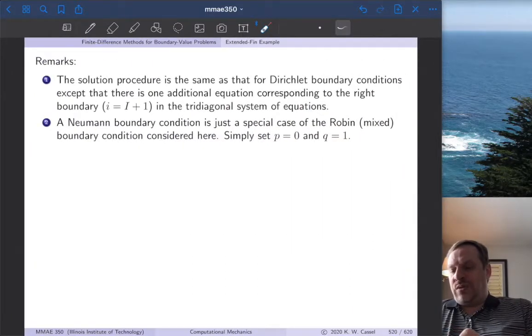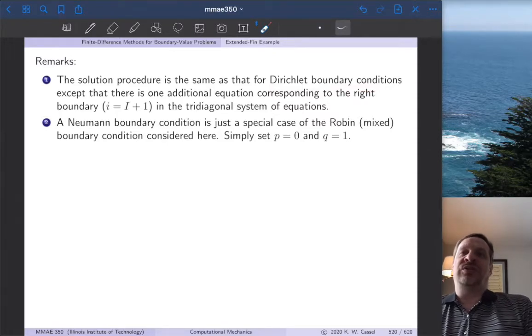All right, so then the solution procedure is exactly the same as we had last time for the Dirichlet boundary conditions, except that we now have one more equation. That's the only difference. We'll still solve it using the Thomas algorithm. We just have one additional equation.